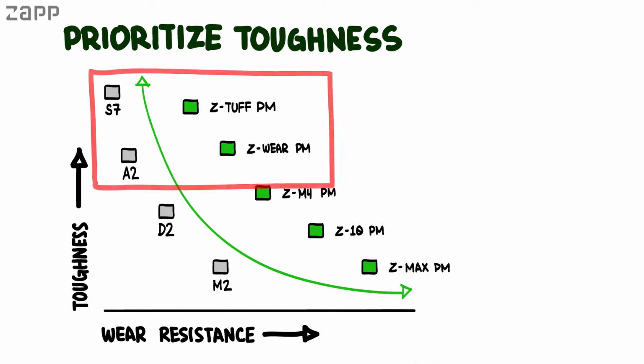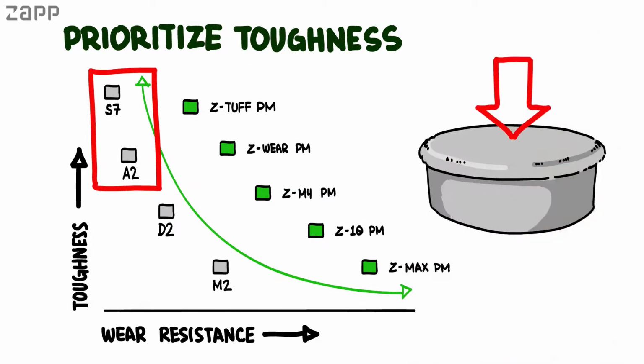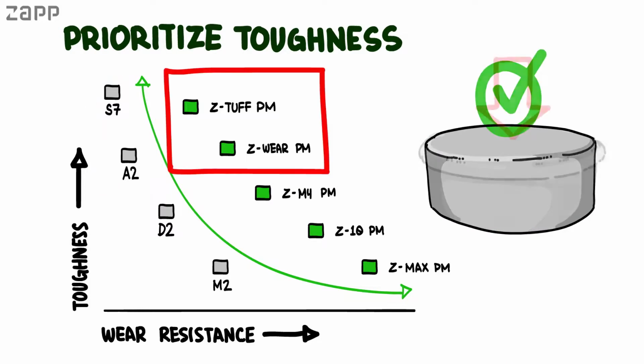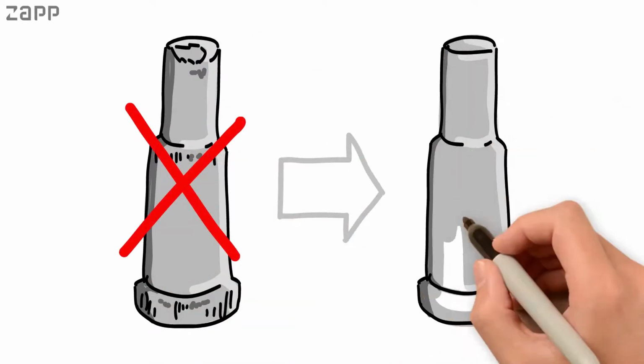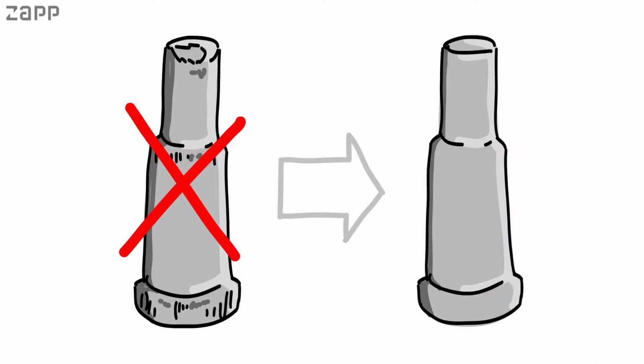Some tough steels like S7 or A2 may be too soft, causing the tool to deform. PM steel can fix this problem due to their ability to achieve high hardness without sacrificing toughness. Tough tool steel helps eliminate unexpected failure, allowing tooling to be maintained more predictably.